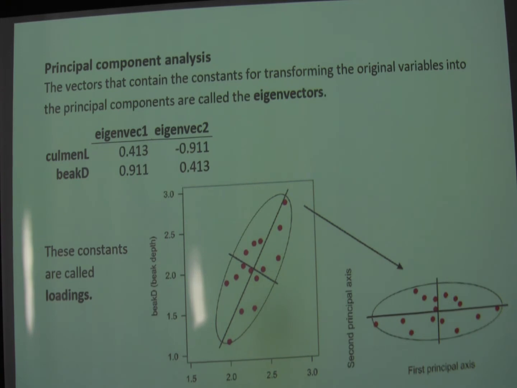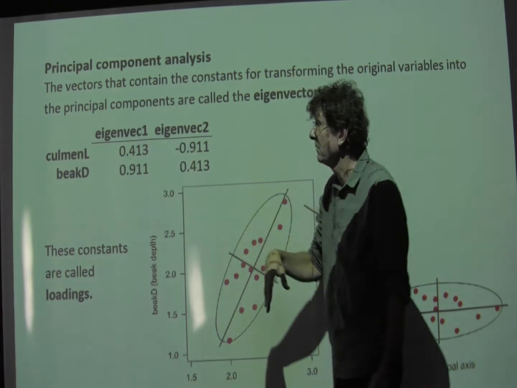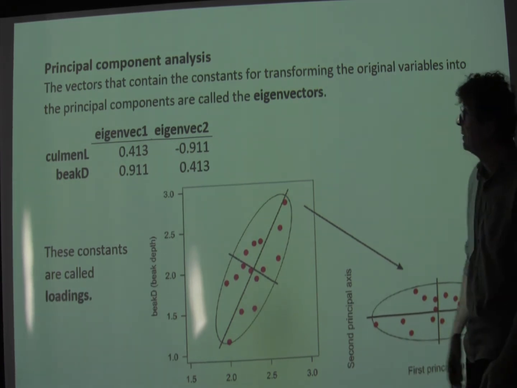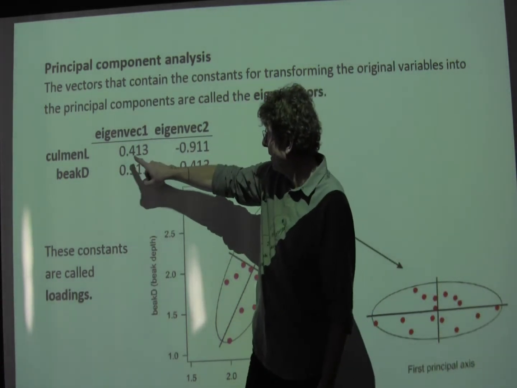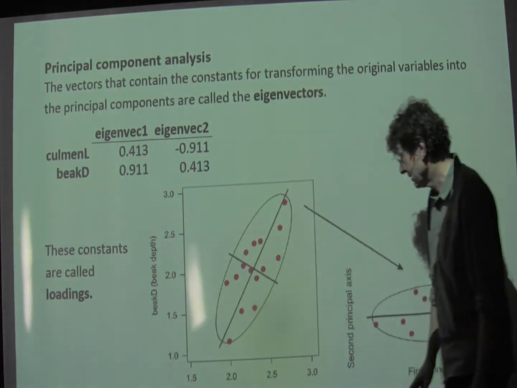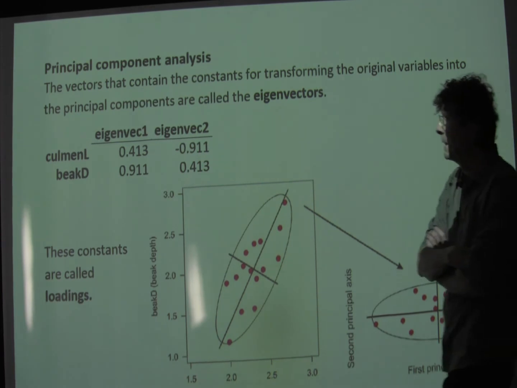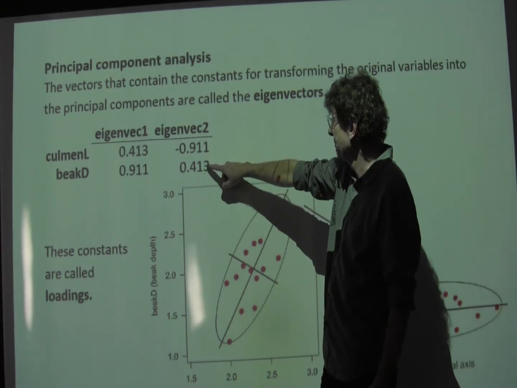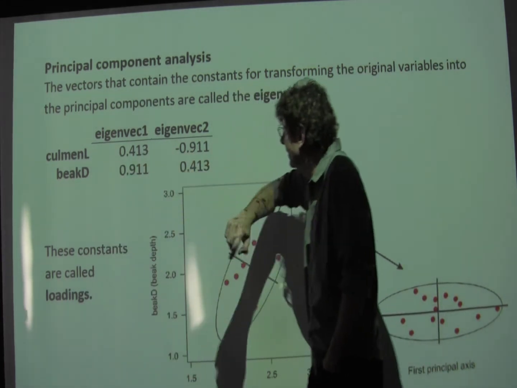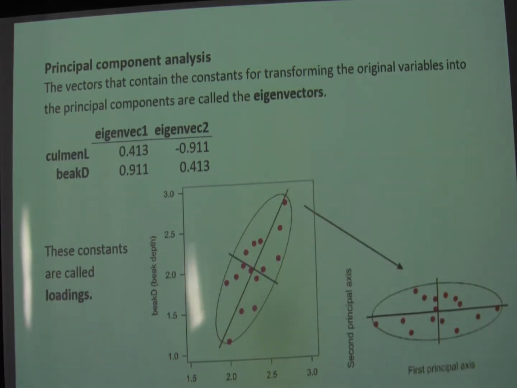How did I do this transformation? How did I calculate these new axes? These are the transformations that basically converted this to this. To calculate the first principal axis, I took 0.413 times beak length plus 0.911 times beak depth, and that's PC1. It's just a linear combination of the original variables. And this is the linear combination for PC2: minus 0.911 times beak length plus 0.413 times beak depth, and that's how I got the position of every species on the second dimension.